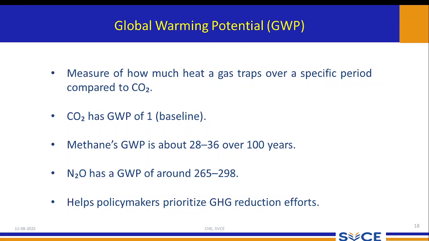Carbon dioxide has a global warming potential of 1. Methane has about 28 to 36 over 100 years. Nitrous oxide has a global warming potential of around 265 to 298, more than 200 times. So if the baseline carbon dioxide is 1, methane is more than 20 times stronger, and nitrous oxide is more than 200 times stronger than carbon dioxide, almost 300 times, 265 to 298. Policymakers prioritize greenhouse gas reduction efforts accordingly.